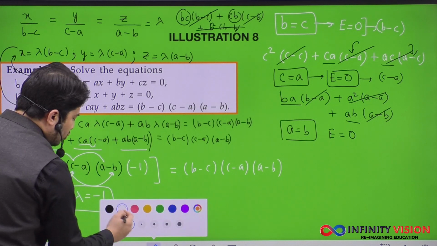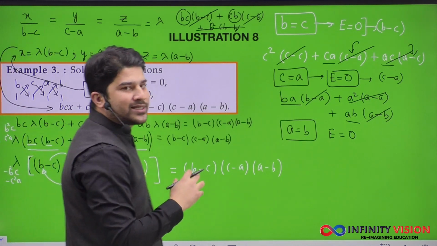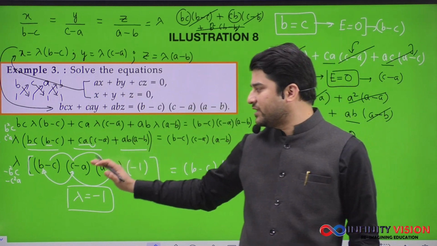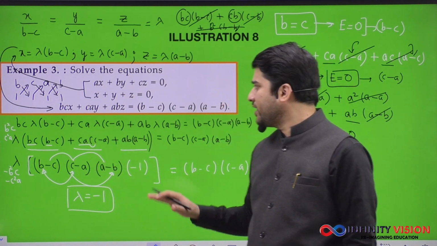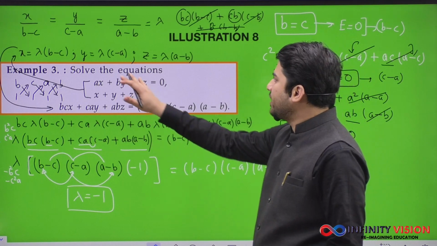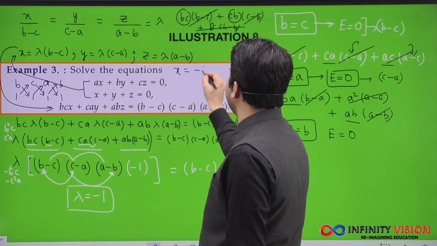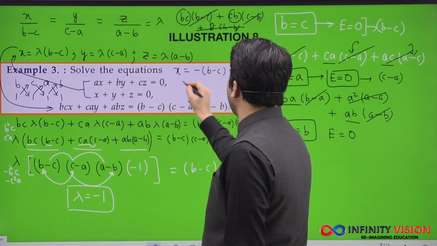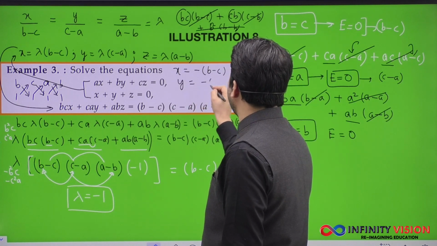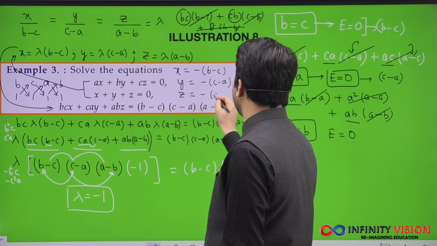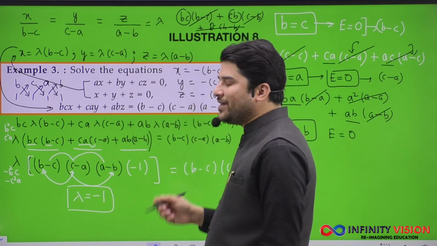So you must know that whenever you get a cyclic expression, by repeating this you can easily factor it this way. A very good learning point here. Now I can put my lambda as minus 1. So I will get x as minus B minus C, y as minus C minus A, and z as minus A minus B. So it was a very interesting problem.